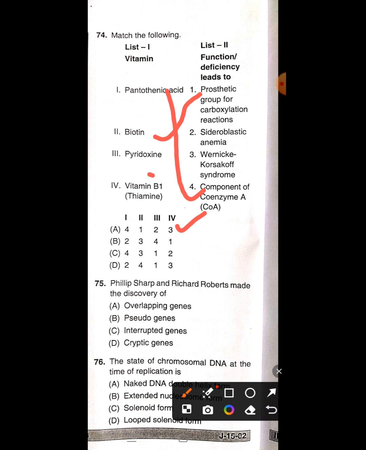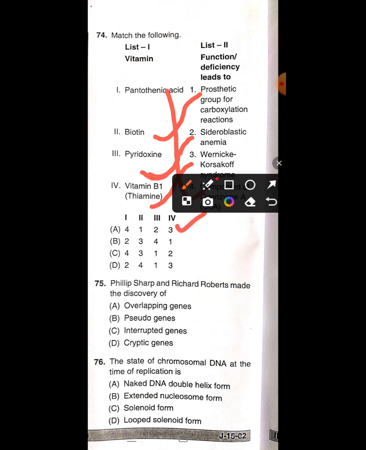Pyridoxine deficiency leads to sideroblastic anemia. Vitamin B1 deficiency leads to Wernicke-Korsakoff syndrome. Let's see the next question.